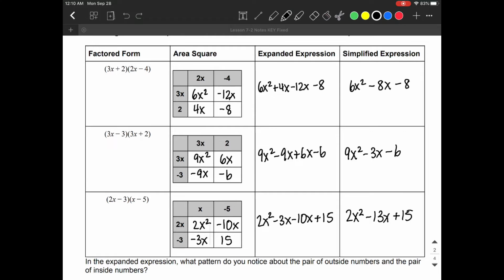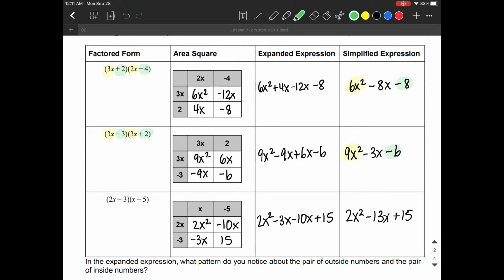So I'm going to look at the unique things that I have in the factored form and the simplified expression. Do I see any pattern between the simplified expression and the factored form? Well, one thing that I do see is the first two terms multiply together to be the first term here. The second two terms multiply to be my constant.